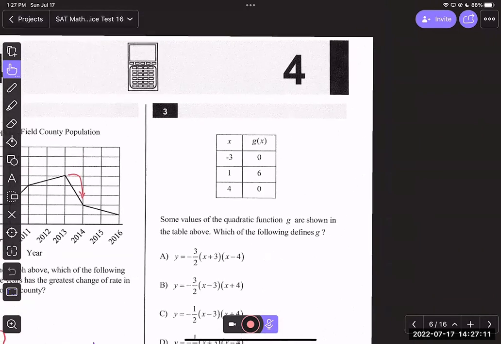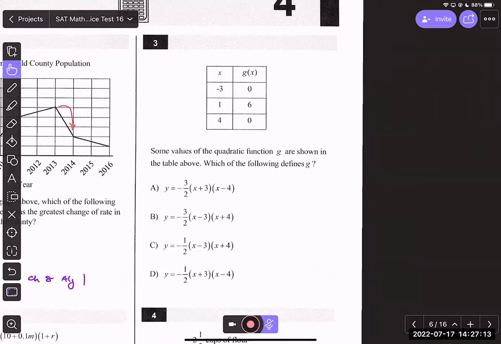Okay, let's try to get at least 2 more in here. Problem number 3.